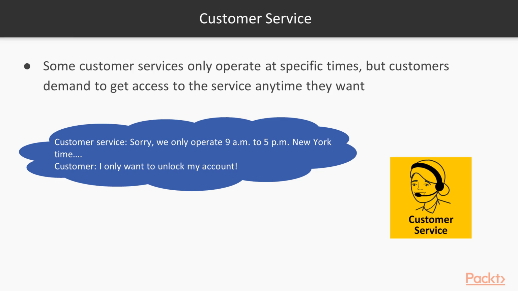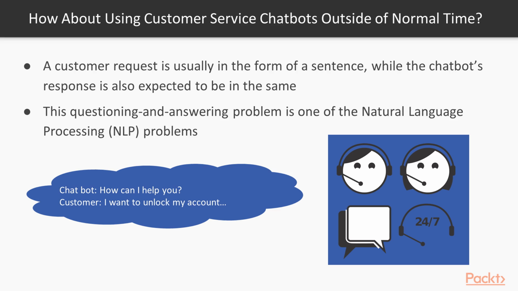And sometimes you just want to do some simple task like unlock your account. So the customer service is only working in a specific time, but the customers demand access to the service anytime they want. So really to fill this gap, we need to think about something like a chatbot to basically solve these time problems. In order to use a chatbot in this customer service process, we're really talking about natural language processing. So it's to understand what the question from the customers is and also provide the relevant answers to that question.